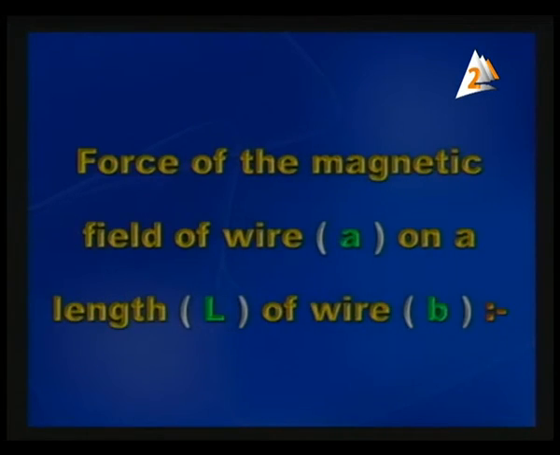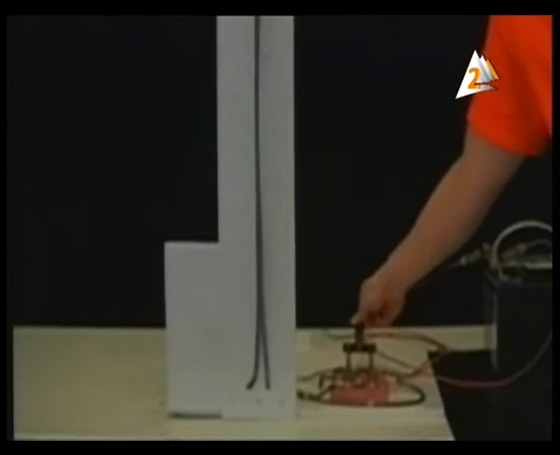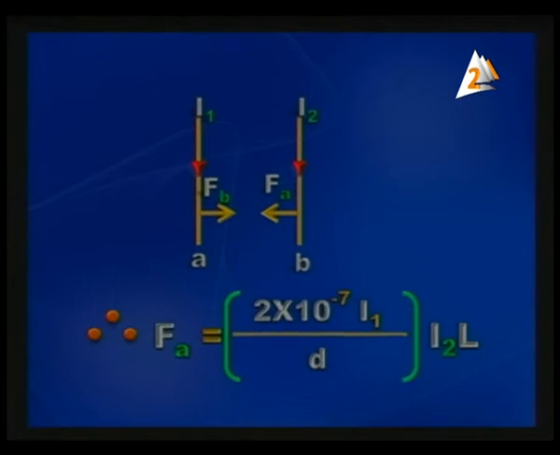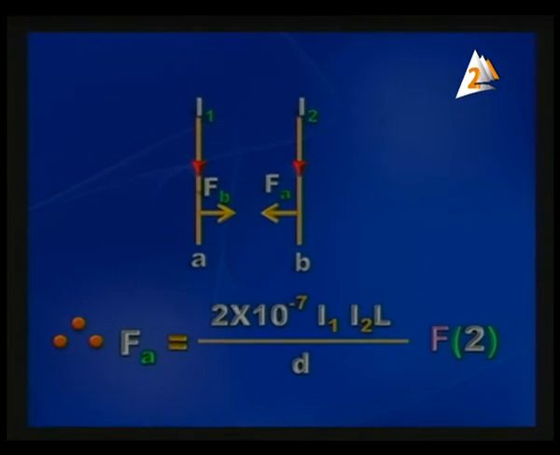And now we want to calculate the force of the magnetic field of wire A on a length L of wire B. Once again, the force produced by the magnetic field of wire A equals BA I2 L. Substituting for BA, it is 2 times 10 to the power of negative 7 I1 over D times I2 L. So the force is equal to 2 times 10 to the power of negative 7 I1 I2 L over D. This is equation number 2.